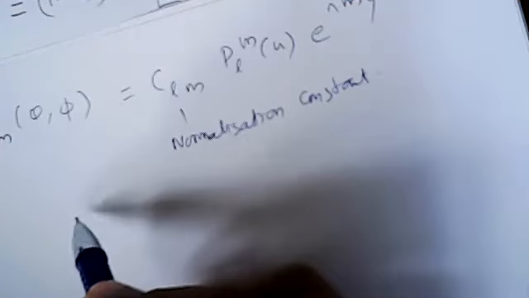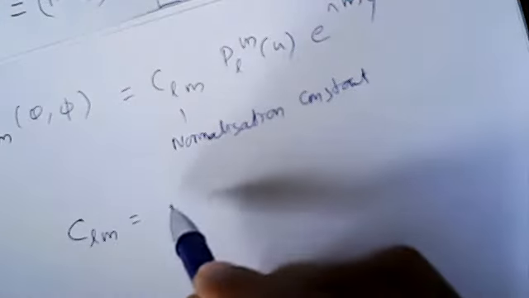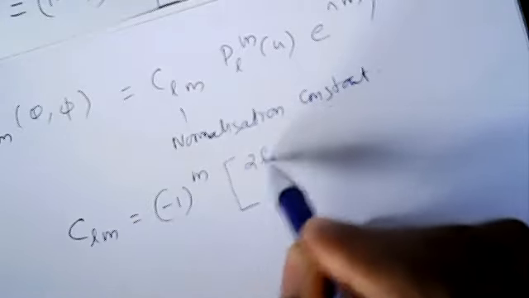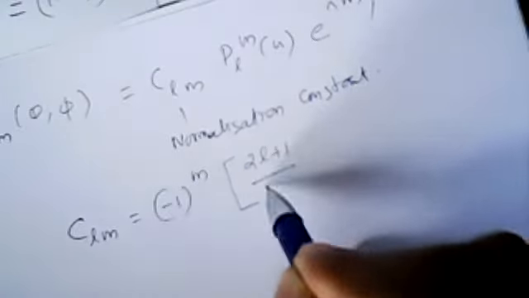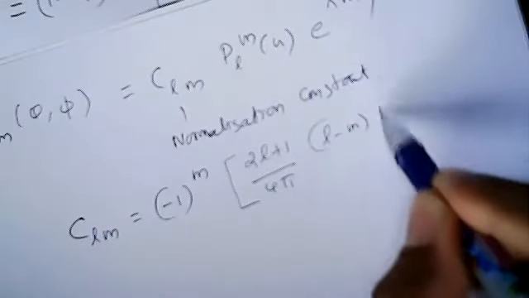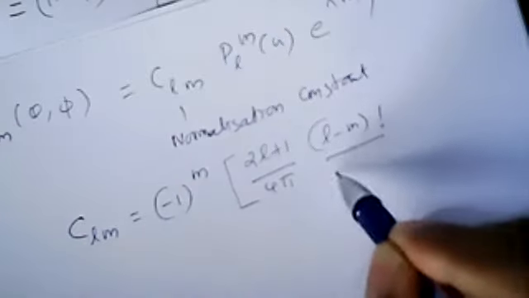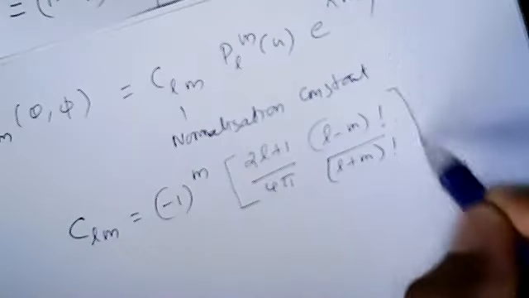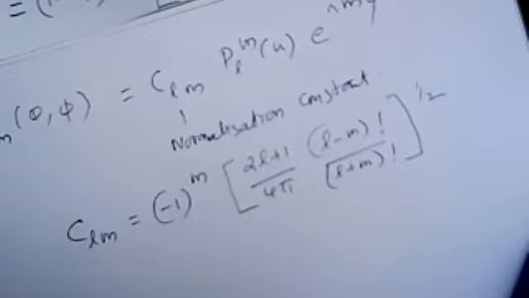How to find, that is, normalize this YLM theta phi, so you can get the normalization constant CLM. That also is not easy. Minus 1 to the power of m, 2l plus 1 divided by 4 pi, l minus m factorial divided by l plus m factorial, to the power of half. Okay.